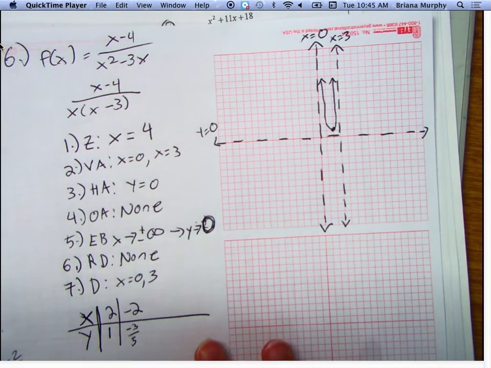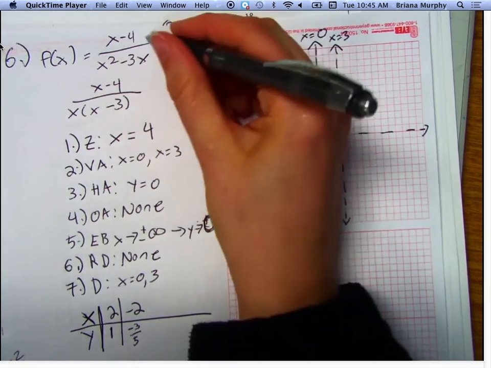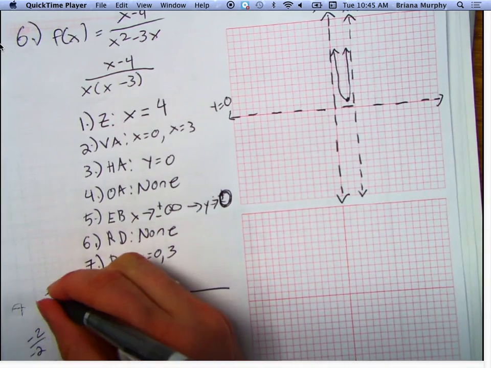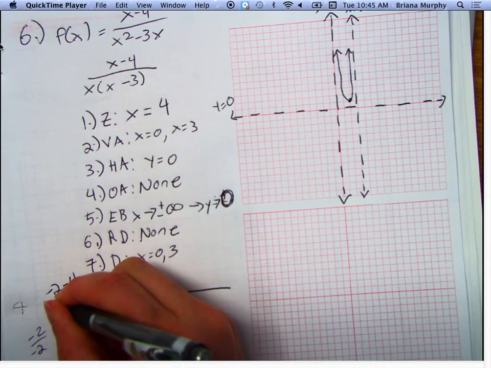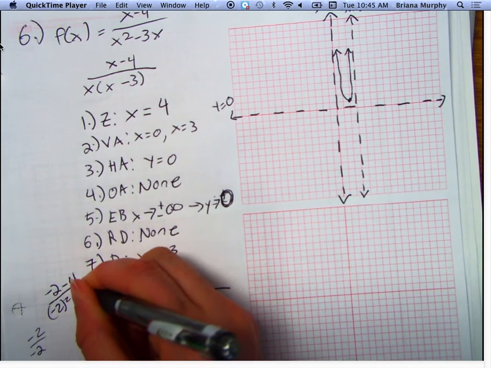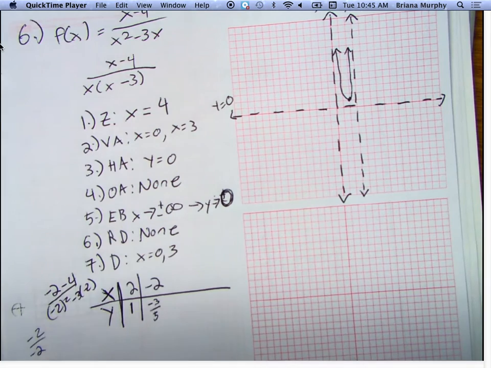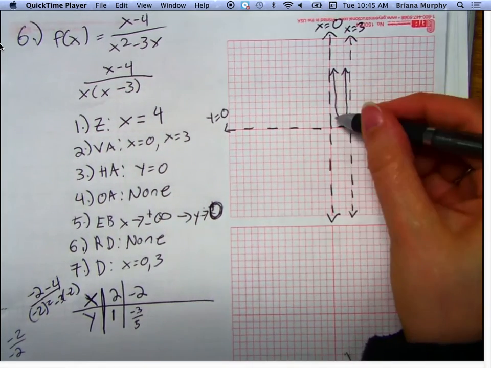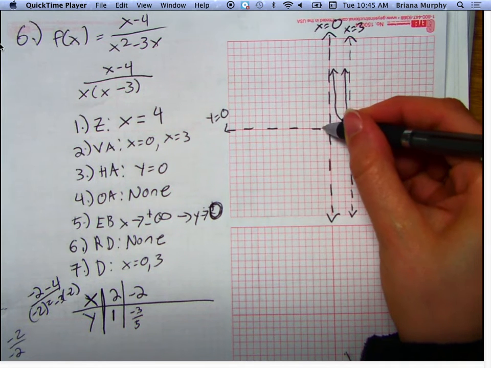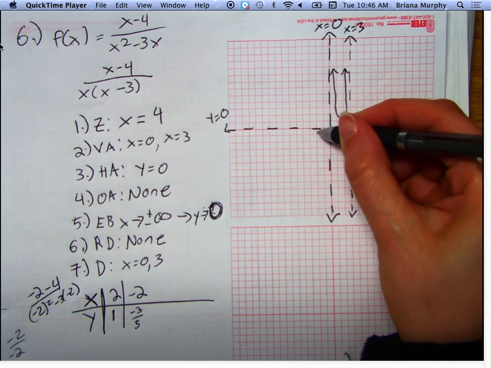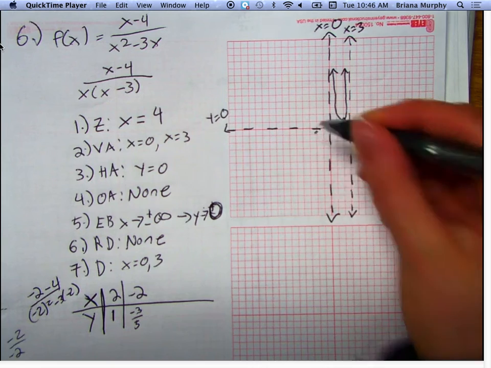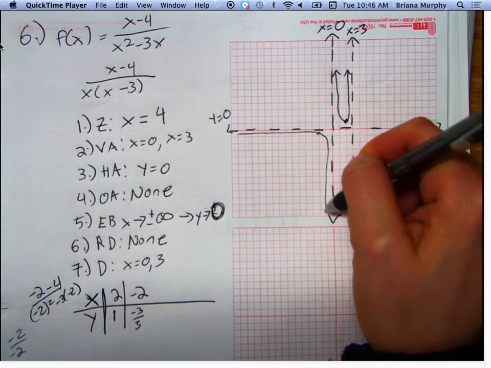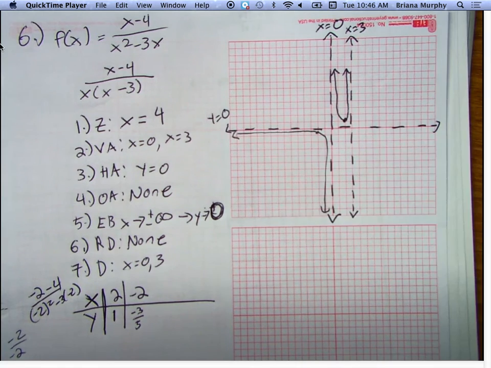Where are you getting these numbers from? I'm plugging it into my original equation. So I'm going negative 2 minus 4 over negative 2 squared minus 3 times negative 2. Yep, all the x's. Sorry. Okay, so at negative 2, I'm at negative 3/5. So it's not even negative 1. So I know it goes like this. Good?